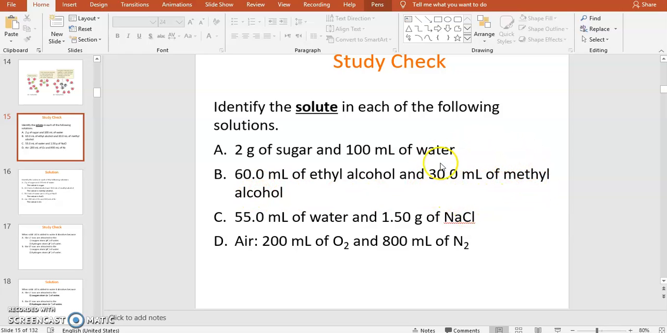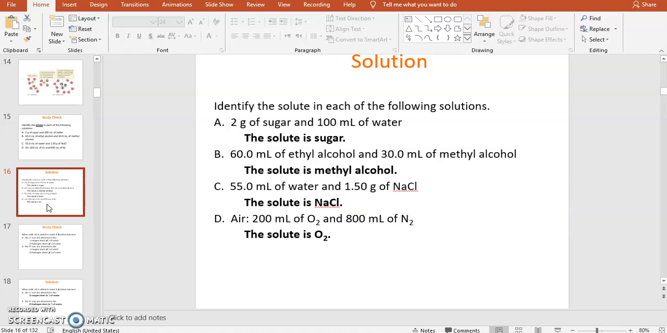60 ml of ethyl alcohol and 30 ml of methyl alcohol. So methyl alcohol will be the smaller amount, and it will be the solute. The ethyl alcohol will be the solvent. 55 ml of water and 1.50 grams of NaCl. Again, the NaCl will be the solute and the water will be the solvent. 200 ml of oxygen and 800 ml of nitrogen. The solute will be the oxygen and the nitrogen will be the solvent. And these are the answers.